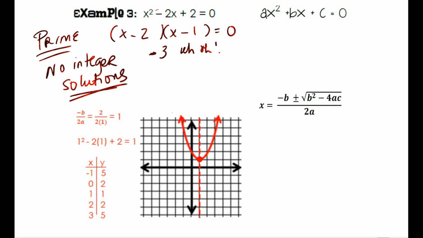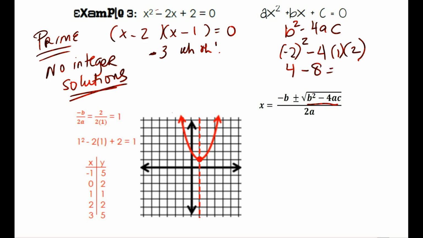The way that we know that there are no solutions is by looking at the discriminant. b squared minus 4ac. So we're saying negative 2 squared minus 4 times 1 times 2. Negative 2 squared is 4. Minus 4 times 1 is negative 4. Times 2 is negative 8. Well, that gives me a negative 4.